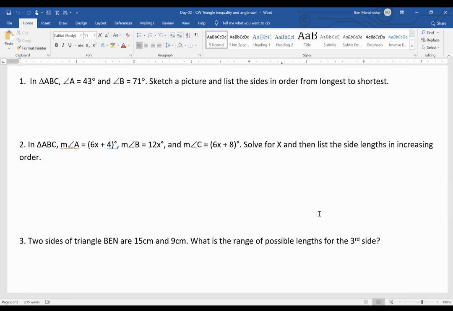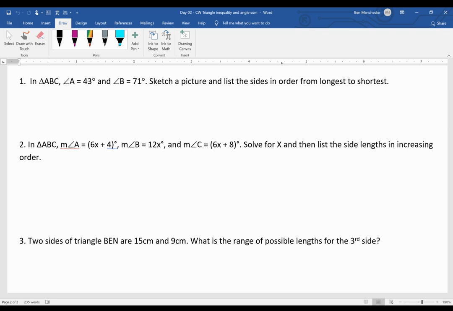Okay, so in this video, we're going to be solving problems involving the triangle inequality theorem and maybe the triangle angle sum theorem. Okay, so if we're going to do this, this problem says that we have a triangle called ABC. So first I need to draw this. It says sketch a picture, so it's really helpful if we can see the picture. So here is triangle ABC.